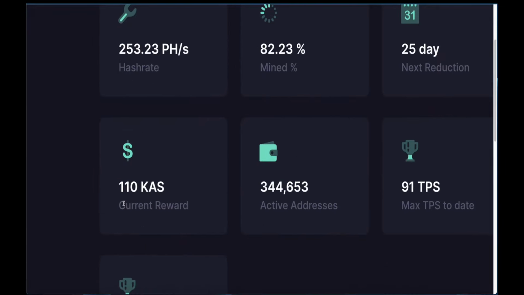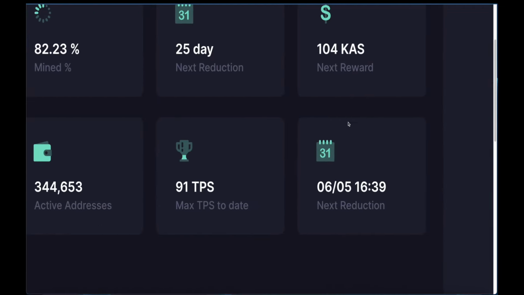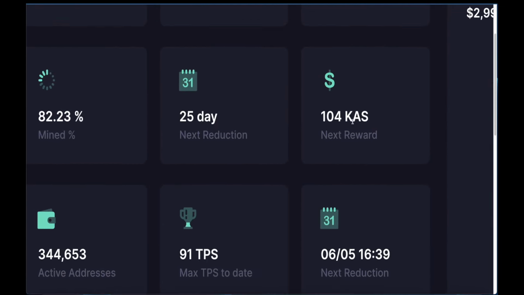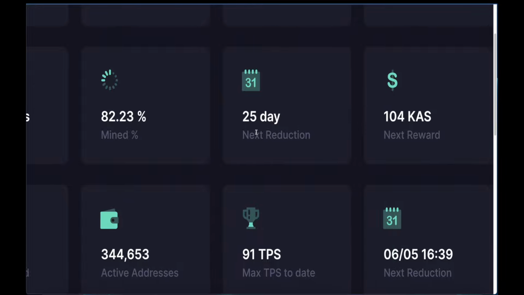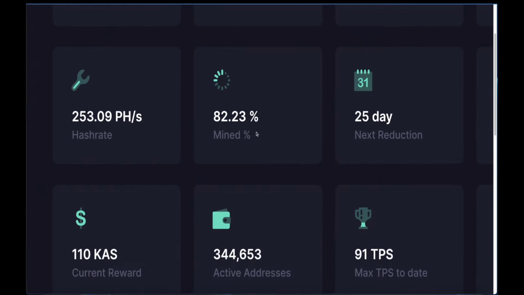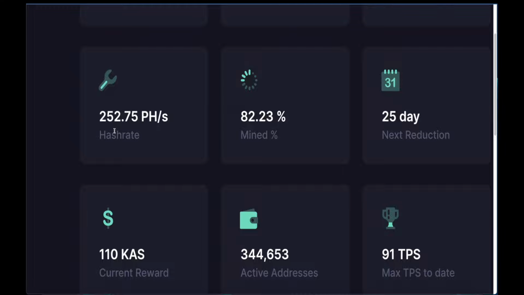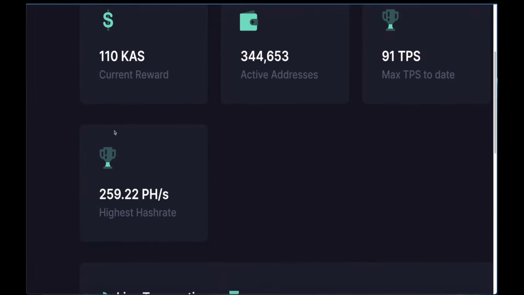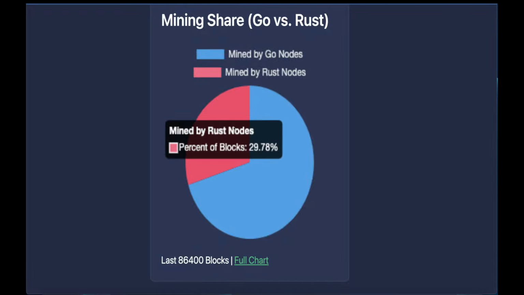The current reward is sitting at 110 Kaspa. The next reward is going to be 104. The next reduction is scheduled in 25 days. We are sitting at 82.2% mined Kaspa, and the hash rate is huge, guys. 252 terahash per second as we speak, and the all-time high for hash rate is 259. Guys, Kaspa's network is becoming more and more secure, and on top of that, we are sitting at 29.7% of Rust migration. That is good.